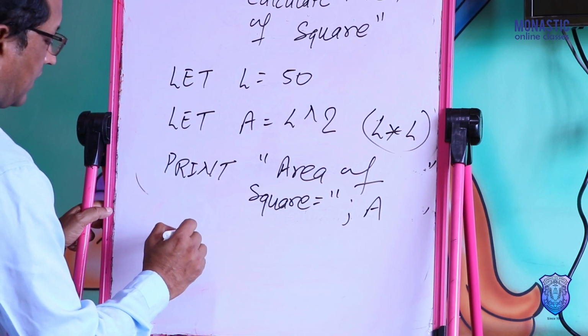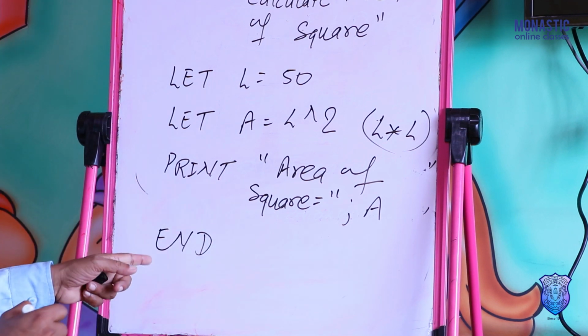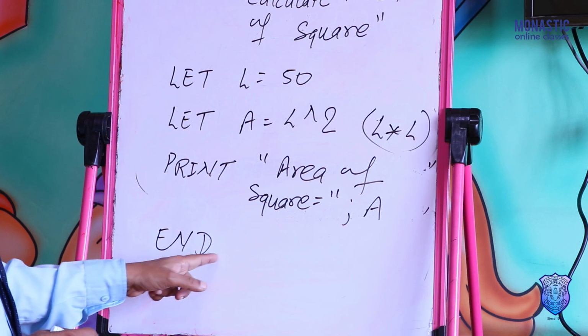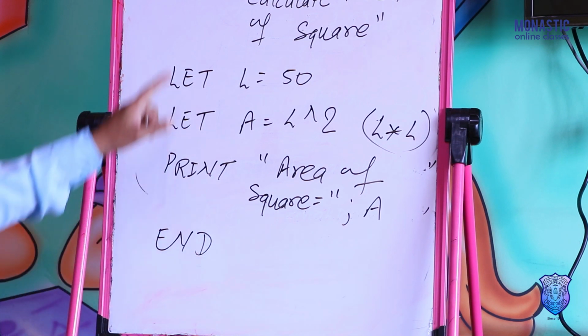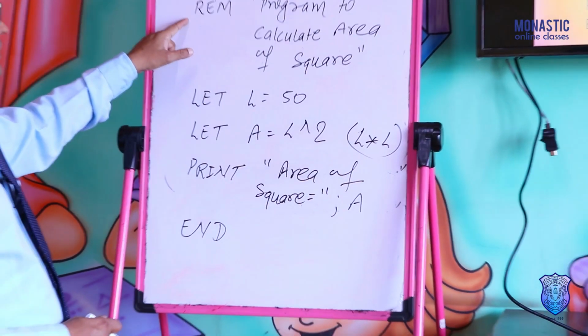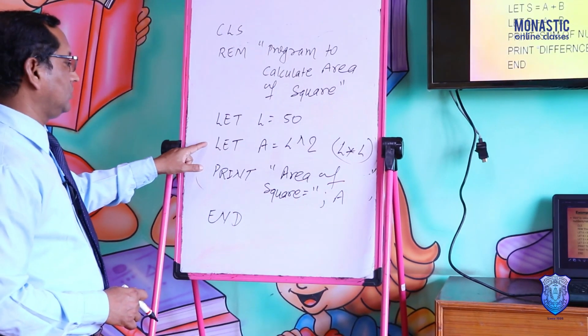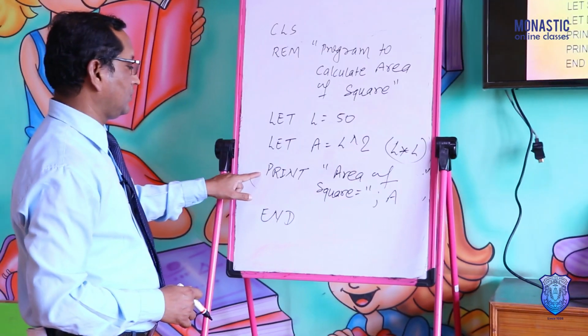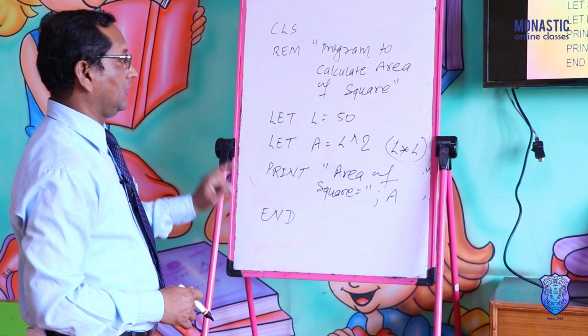Now the program will terminate with the end statement that you have seen in the beginning. The program terminate statement is the end statement. So this is the process: CLS, REM, thereafter value, thereafter processing, thereafter output, thereafter at last end.